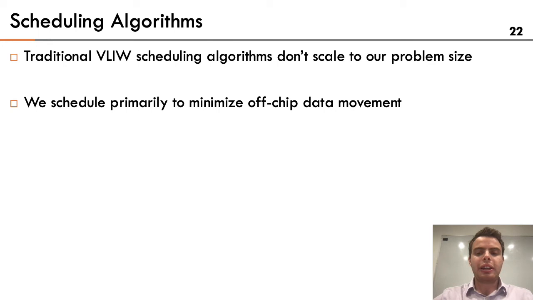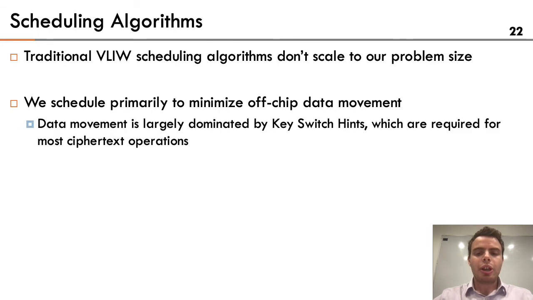Our algorithm is designed to minimize off-chip data movement. We achieve this goal primarily by making sure that our large key switch hints are reused as much as possible between operations. By clustering operations around usage of the same key switch hint, we're able to utilize our main memory bandwidth effectively. I'm now going to hand the presentation back over to Nicola.